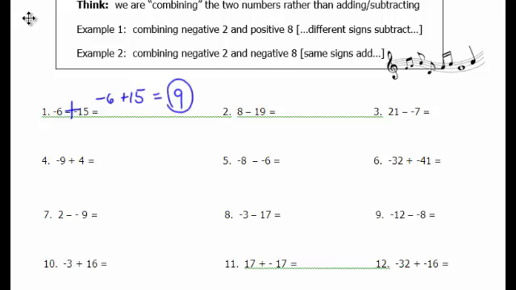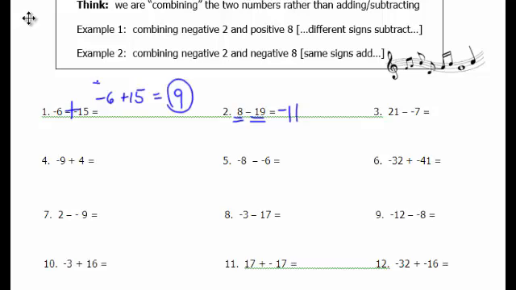Number 2, 8 minus 19, there's no double signs. So I'm combining a +8 with a -19. Different signs subtract. So I'm going to subtract 8 from 19, giving me 11. Take the sign of the higher number. It's going to be negative.